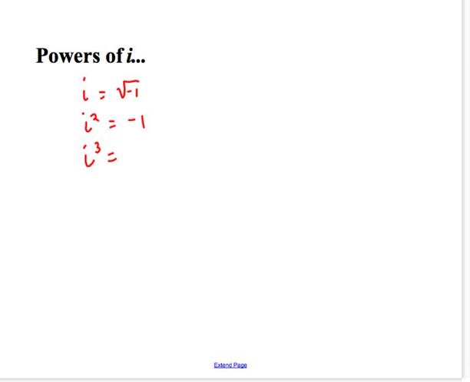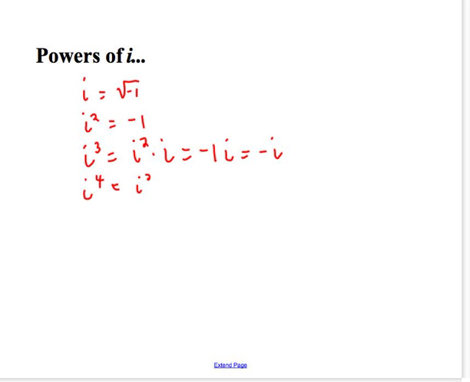Then i cubed. Well, really, that is i squared, which we know what that is, times another i. So i squared would be -1 times i. So that's -i.